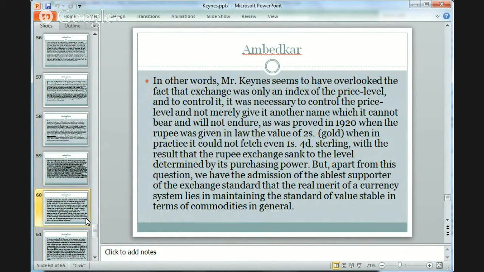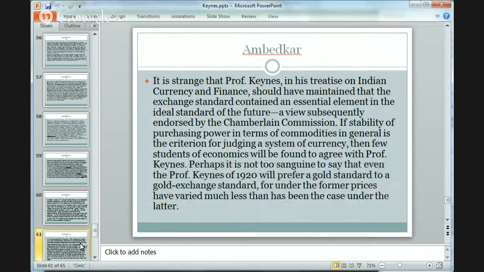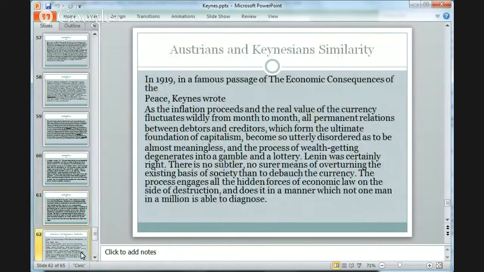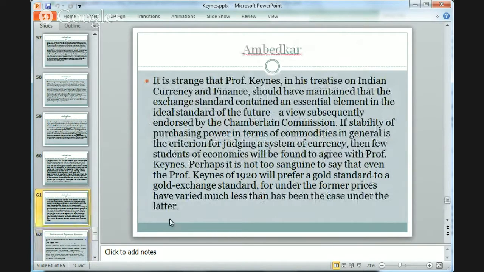price levels. And he mentions that at a certain period the government tried to set a purchasing power of the money, but it failed to do so because in the market the currency values were shifting. So he accuses Keynes of not looking into the basic concept of money itself and its purchasing power, like what it depends on. So he says that if Keynes had realized the failures and the problems with the gold exchange standard, the Keynes of 1920 would prefer a gold standard to a gold exchange standard.